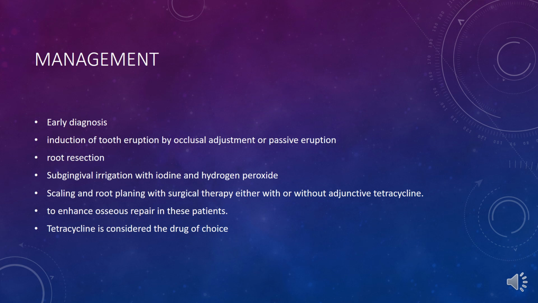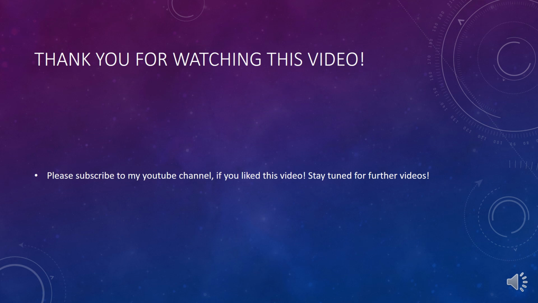The rationale for antibiotic coverage is based upon the concept that aggressive periodontitis is an infection of bacterial etiology, and its use has appeared to enhance osseous repair in these patients. Tetracycline is considered the drug of choice since it has been shown to be effective against Aggregatibacter actinomycetemcomitans and achieves a gingival fluid level 2 to 10 times greater than the blood serum.